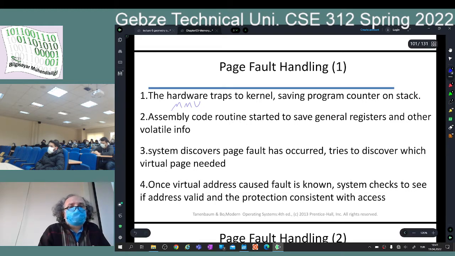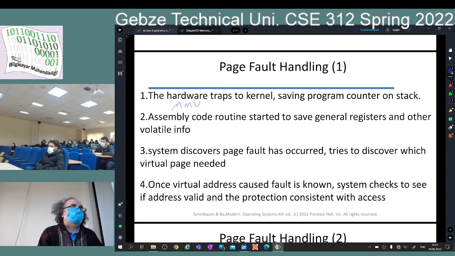Now, I know that it's an interrupt for a page fault. The operating system tries to find which virtual page is needed, because the MMU says that I have a problem here. I cannot find the page frame number for this virtual address. So the operating system tries to discover from the MMU and from the code what page is needed and what page is not in the page table in the MMU. I have discovered that.